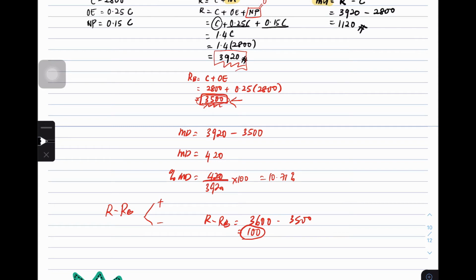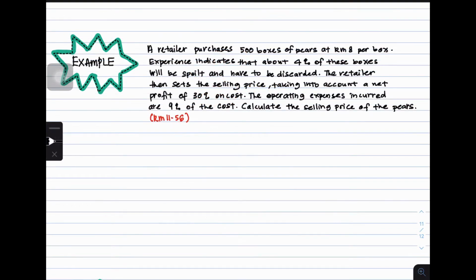Alright. Example. A retailer purchases 500 boxes of pear at 8 ringgit per box. Experience indicates that about 4% of these boxes will be spoiled and have to be discarded. The retailer then sets the selling price, taking into account a net profit of 30% on cost. The operating expenses incurred are 9% of the cost. Calculate the selling price of the pear.